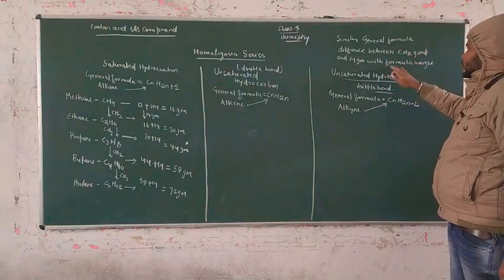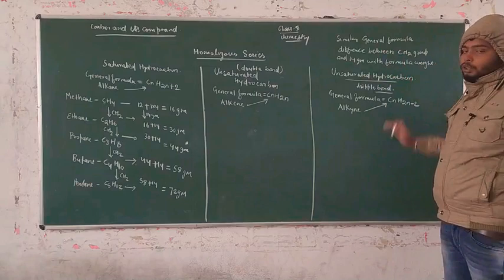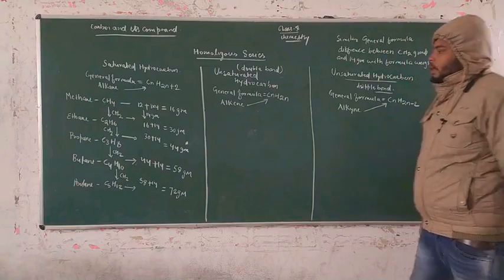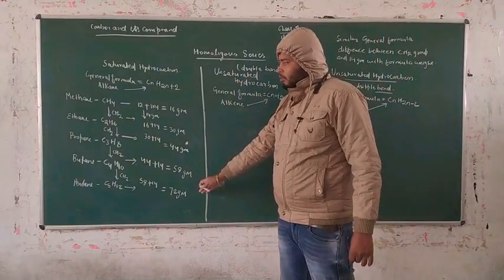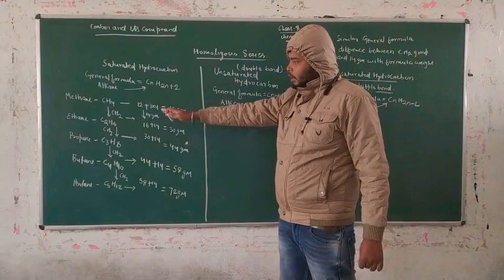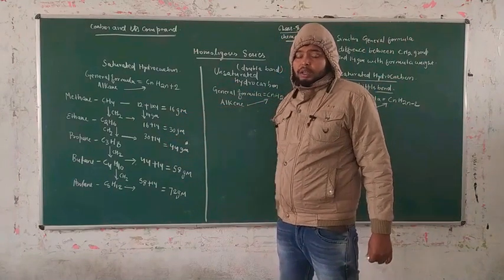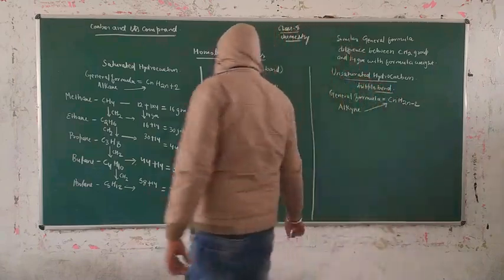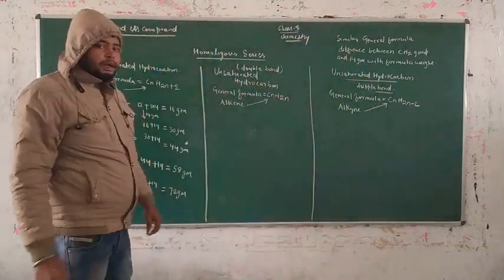similar general formula, difference between CH2 group and increase in their atomic formula weight is equal to 14 gram. We have to illustrate the family of alkene with all their molecular formula weights and their major difference of CH2 group in it. Now we have to consider alkene here.